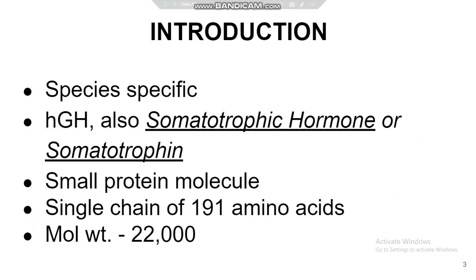Growth hormone is a species-specific hormone. In humans, it is called human growth hormone (HGH) or somatotropic hormone or somatotropin. It is a small protein molecule having a single chain of 191 amino acids and a molecular weight of 22,000.